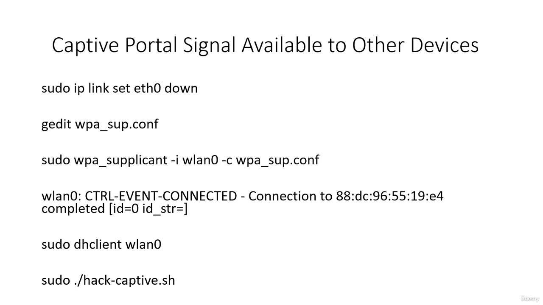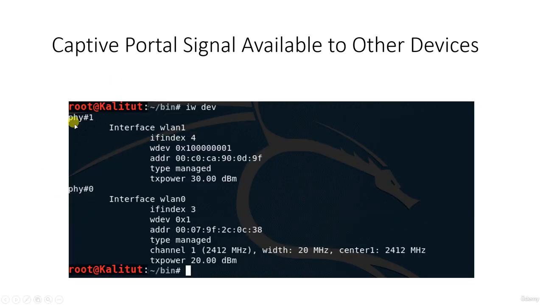Now we need to raise our own access point, which will use the intercept portal interface as a source of internet access. So we look at the name of our interface like this. So this is our interface. There are a couple of network interfaces. Just type iwdevs and it will give you all the interfaces.